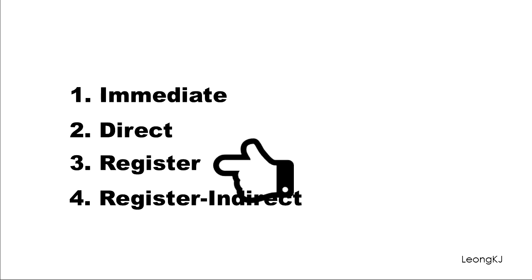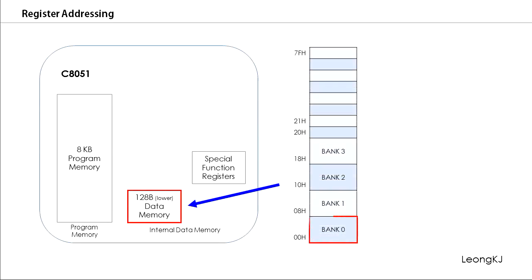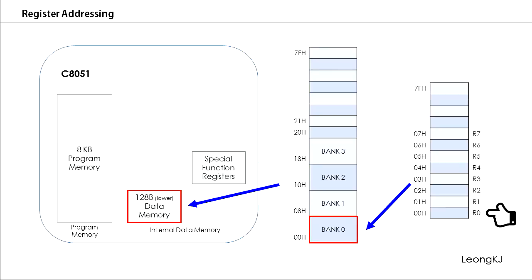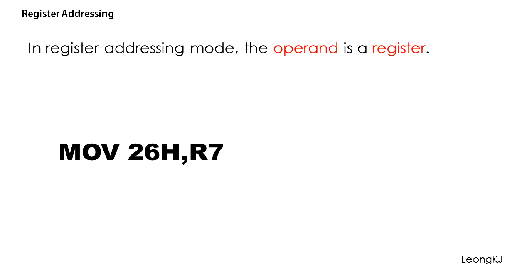Register addressing. In register addressing, register R0 to R7, which resides in the internal data memory, is used. The operand is a register. Let's look at an example.